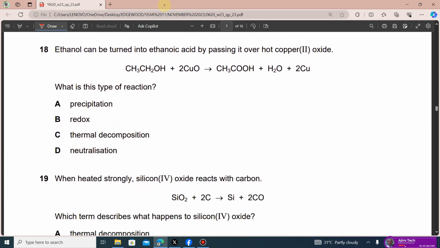Ethanol can be turned into ethanoic acid by passing it over hot copper(II) oxide. What type of reaction is this? So we see that it's not a neutralization reaction because it's not an acid and a base or an alkali reacting. Now look at ethanol. Addition of oxygen to ethanol is what forms the ethanoic acid. That means the ethanol has been oxidized to ethanoic acid, and then copper that gives off the oxygen has been reduced from +2 to 0 in terms of oxidation. So in this case, it's a redox reaction because oxidation is occurring, and equally reduction is occurring. So redox is the answer to this.